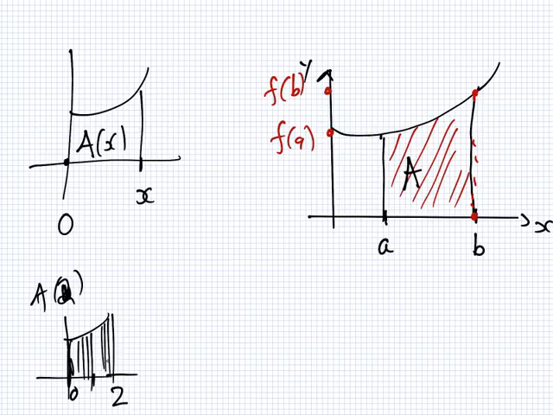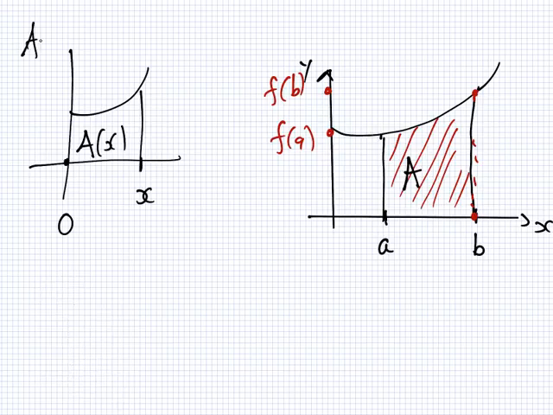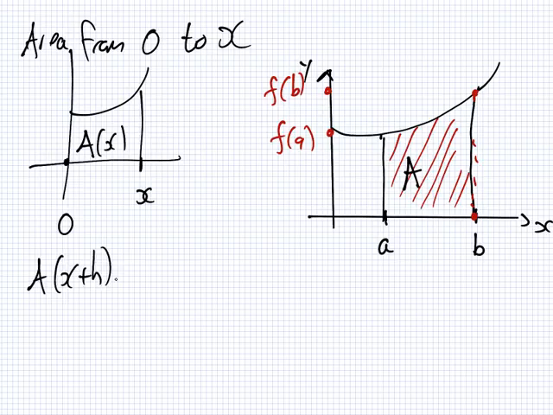Do you get what I'm saying with the a of x? It's the area from 0 to x. Okay. So what I'm going to do next is I want to calculate the derivative of this area function. So from first principles, what is it? A of x plus h minus a of x all over h.